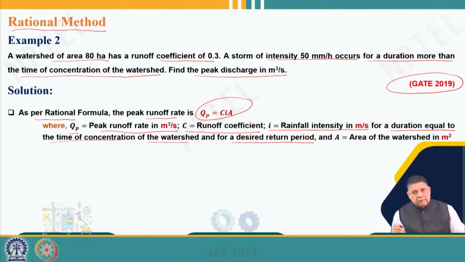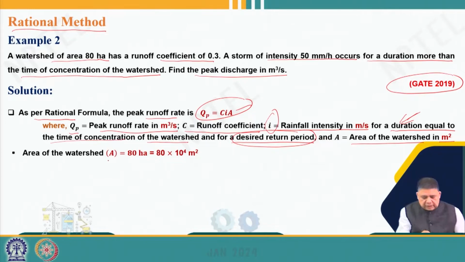So, just to once again remind you that when we define I, there are two things it is correlated to. One is the duration, which should be at least equal to the time of concentration of the watershed, and the other is the return period for which we want to find the peak discharge. And A here is the area of the watershed in square meters, and as I said, we are using a straightforward relationship so that we don't have to remember the conversions, etc. Otherwise, textbooks, as I mentioned earlier, have the formula Q equals CIA by 36, where I and A have certain units which you have to remember.